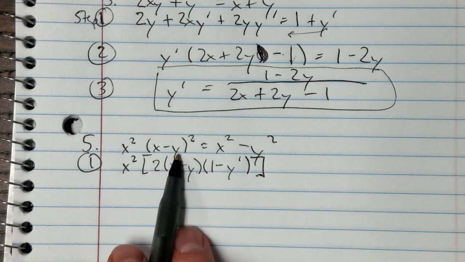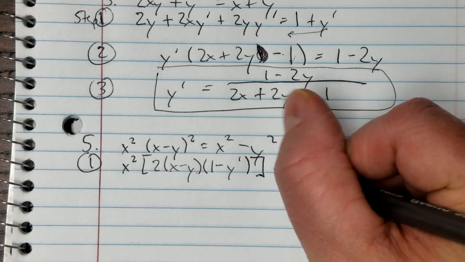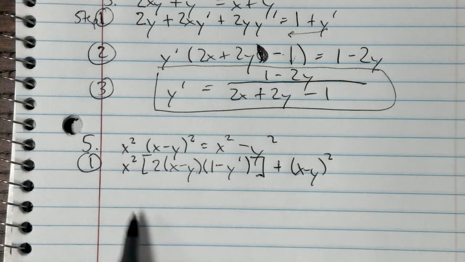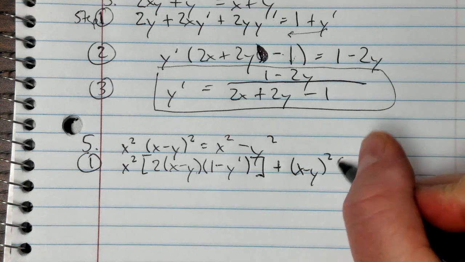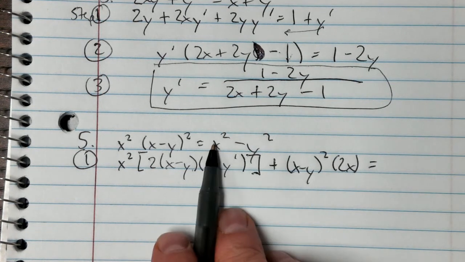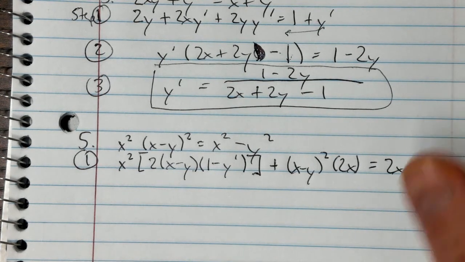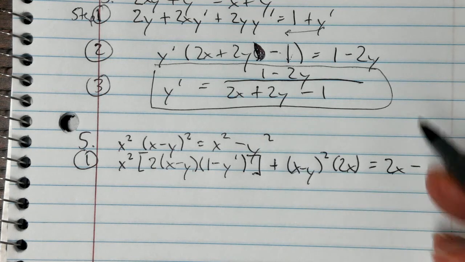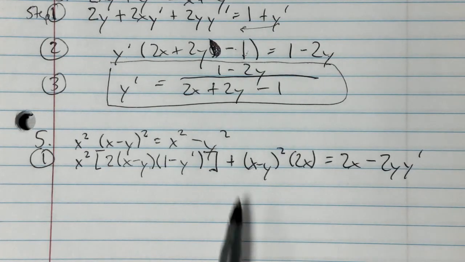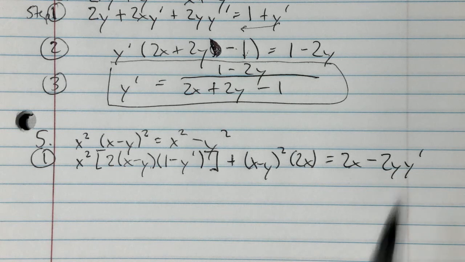Now we're going to keep (x minus y) squared as it was. And then the derivative of x squared would be 2x. Okay, then we need the derivative of x squared, which would be 2x, minus the derivative of y squared, be 2y y prime. Again, whenever you're taking the derivative of y, we need a y prime, or dy dx. From there, we need to multiply things out.